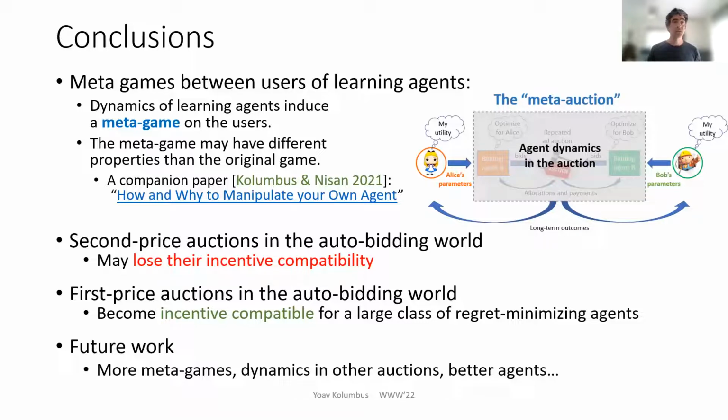We saw that second price auctions in the auto bidding setting may lose their incentive compatibility, and we saw this for multiplicative weights. We saw that first price auctions become incentive compatible, at least for a large class of regret minimizing agents. And there are lots of interesting questions for future work: studying more metagames, studying dynamics in other, perhaps more complex auctions, and maybe designing agents that do something better than just minimize regret.